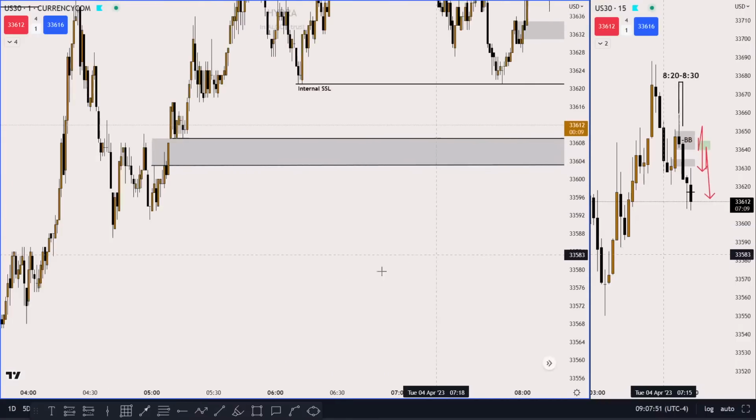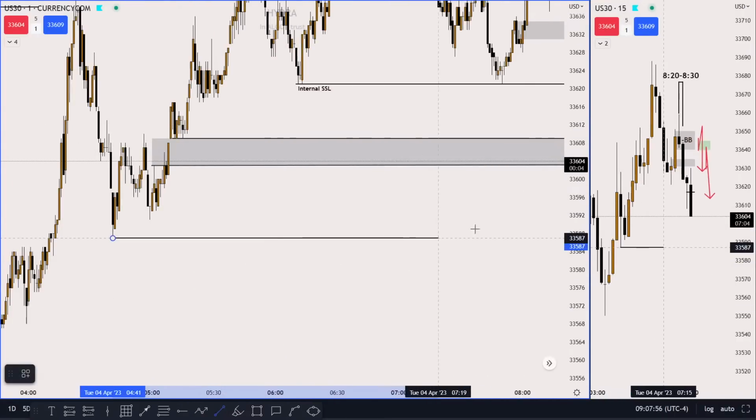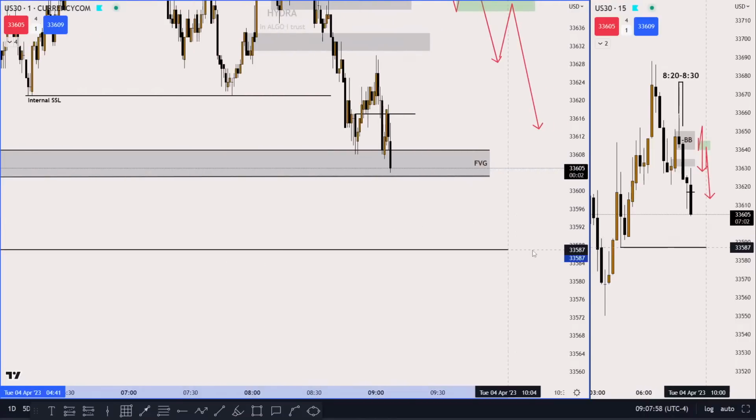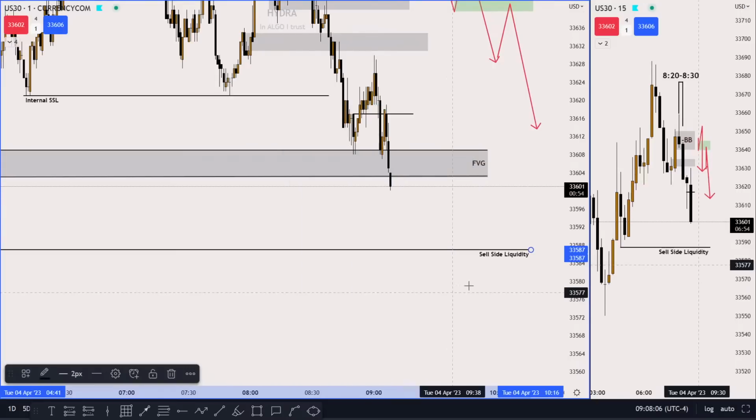How far can we go? We can come down here, right? That's a swing low. That's our sell side liquidity. I'm telling you my ideas before it's happening with logic, just like my mentor does, right?